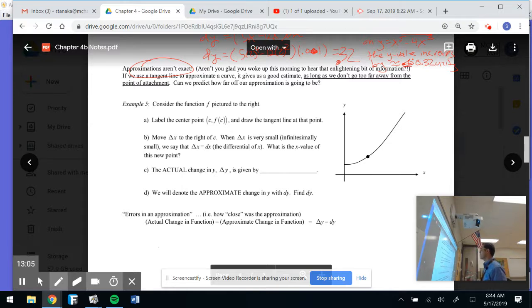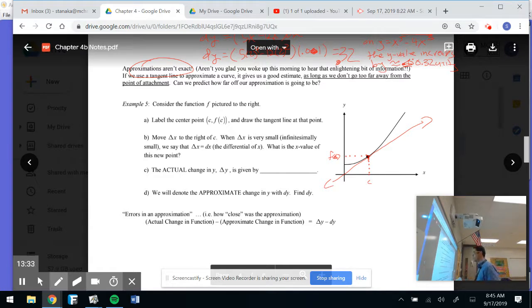Okay, consider the function f pictured to the right. Here we're going to label our point c, comma, f of c. So let's go ahead and label that. That would be c. That would be f of c. Whoops, sorry. Okay, and draw the tangent line at that point. So the tangent line at that point, let's try to do a real accurate job right here because it will help us to really understand what's going on. Okay, there's our tangent line right there.